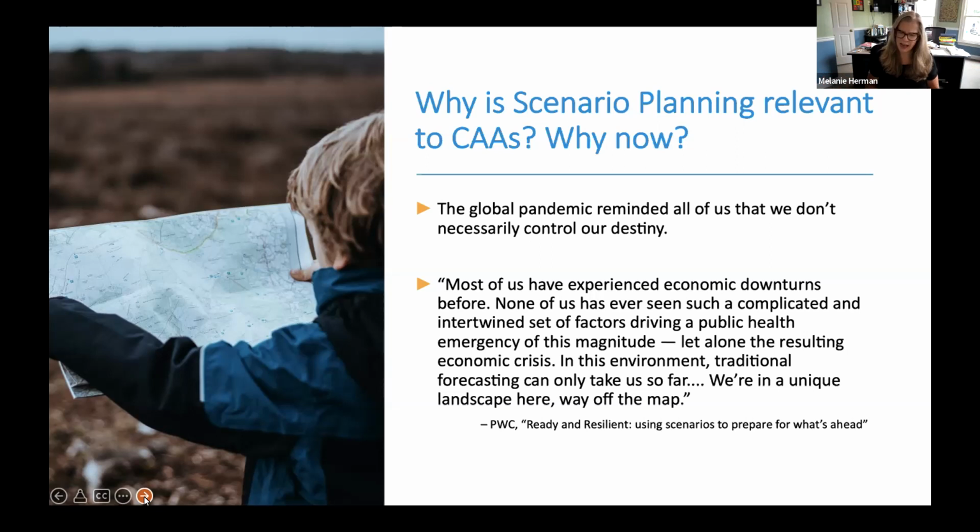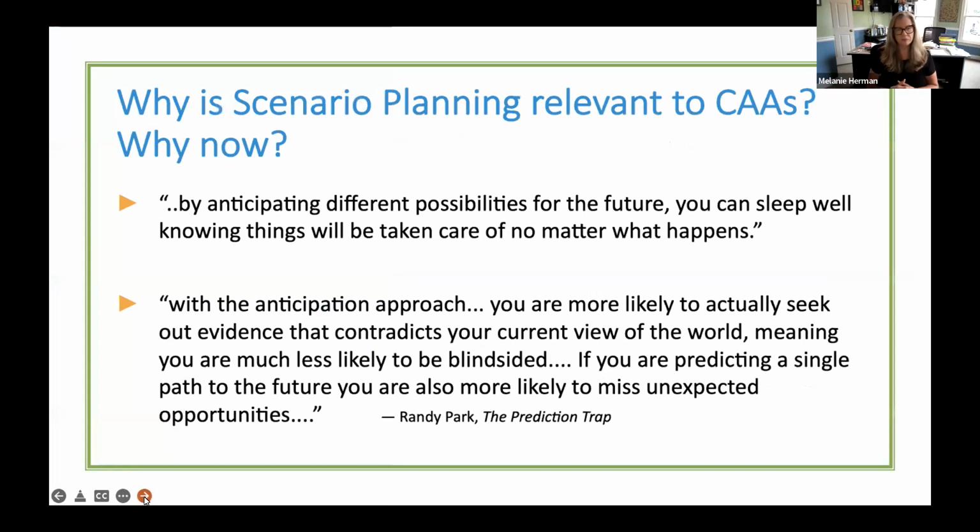Whereas strategic planning and more traditional planning activities lead you to focus on what's right in front of you, what's within reach, scenario planning should take you off the map into some uncharted territory and some unknown territory. So I think that's what a good scenario planning exercise does.